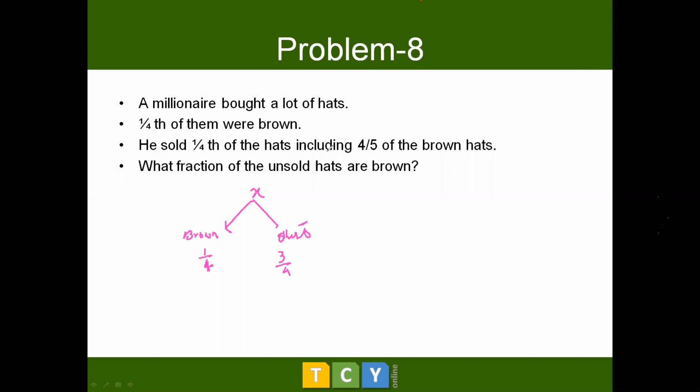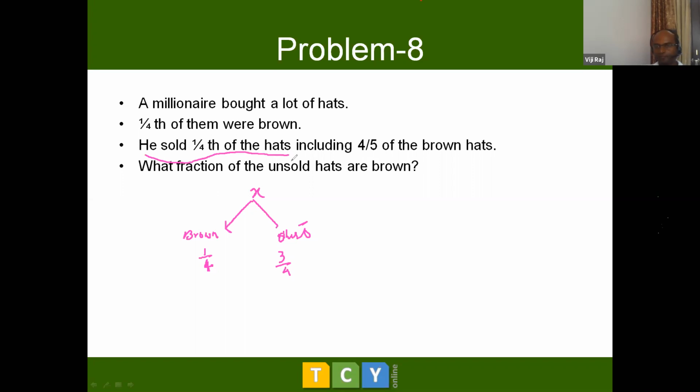So if we look at the second statement, he says he sold 1/4 of the hats, right? 1/4 of the hats were sold. So what is the total number of unsold hats? 3/4. 3 by 4 x is the total number of unsold hats. Okay. So how many brown hats did we have? X by 4?